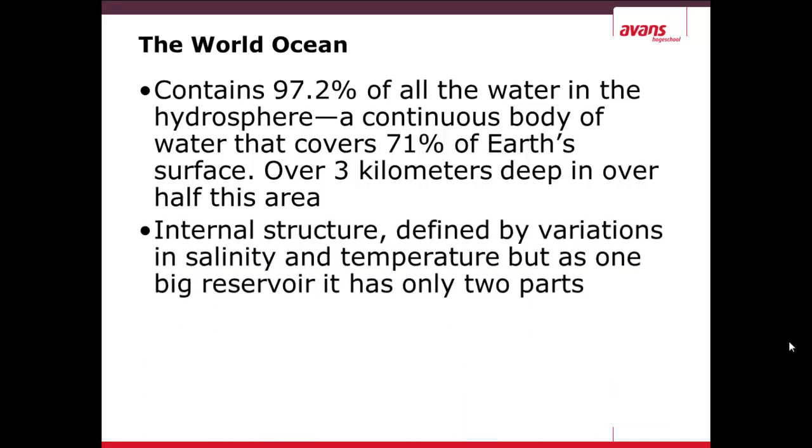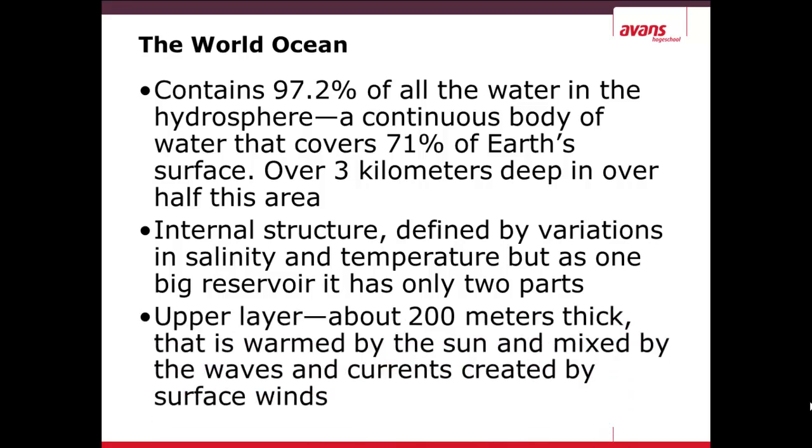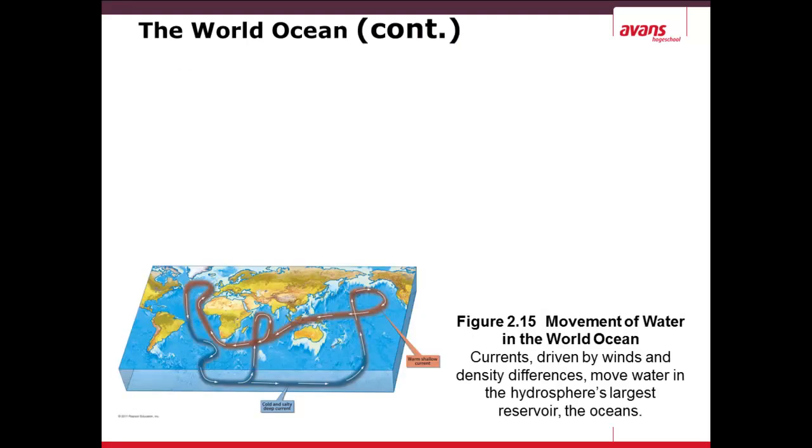The internal structure is defined by variations in salinity of the oceans and temperature. But as one big reservoir, it has only two parts. The upper layer, approximately 200 meters thick, is warmed by the sun and mixed by the waves and currents. Here you see in the figure on this sheet the movement of water in the world ocean, the currents.